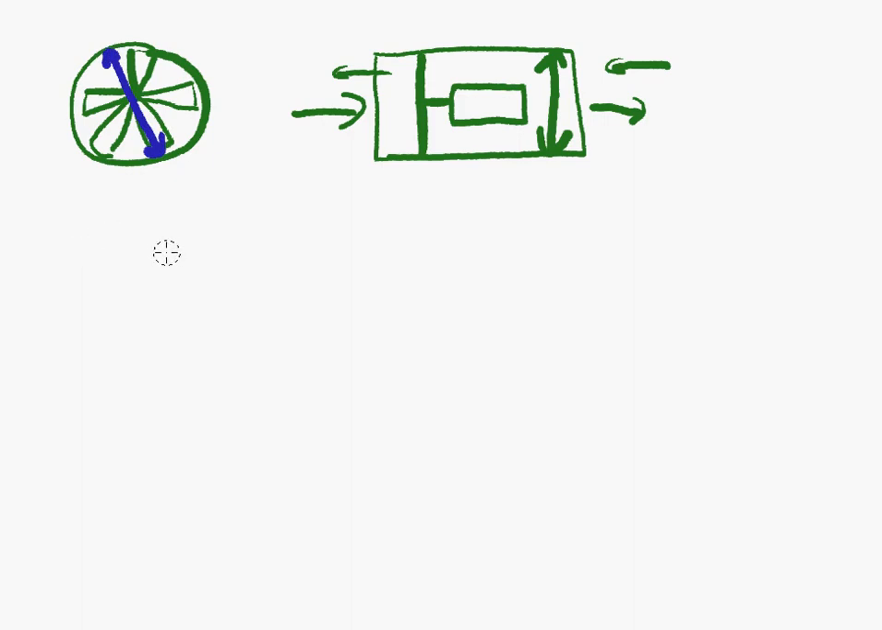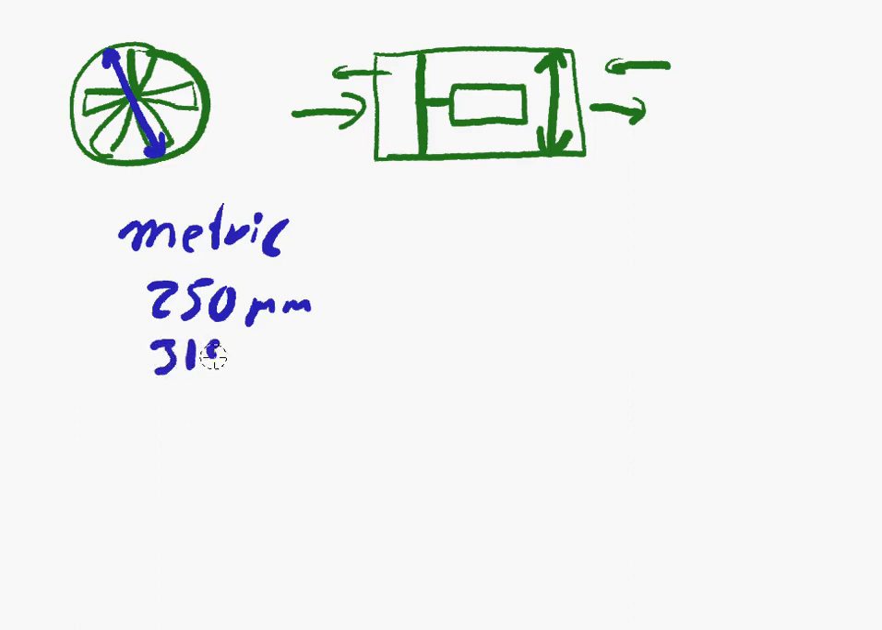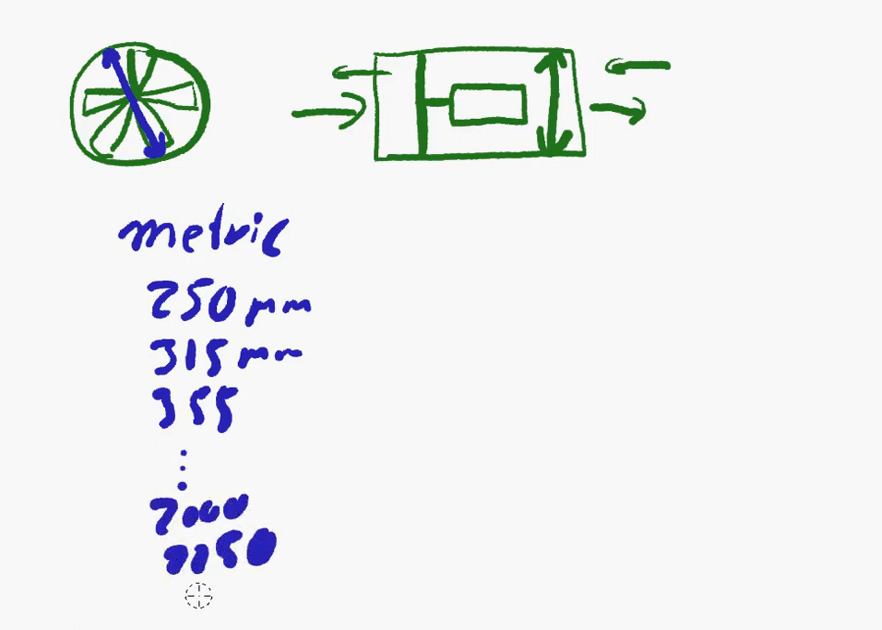And for fan sizes, there are two common standards. One is the metric standard, and those sizes are in millimeters. So you have, for instance, I think they start at 250, and that'll be 250 millimeters. That means a fan of size 250 would have an inner diameter of 250 millimeters. And then they go up. The next size would be 315 in that metric standard, the next one would be 355, and so on. And you reach up to sizes like 2000, 2250, and beyond that.